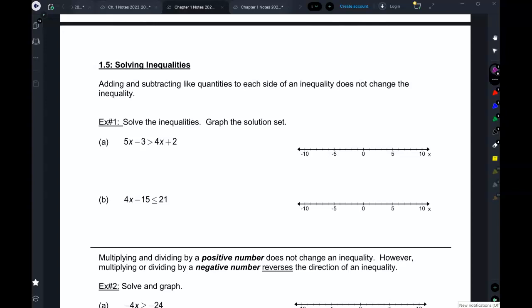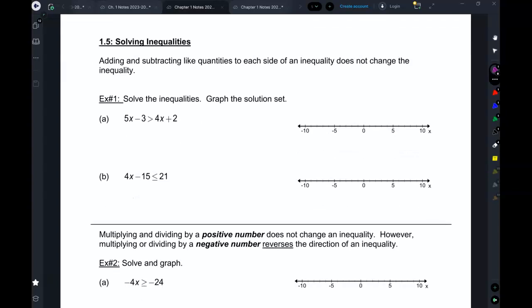Okay. And you have seen inequalities, back in your Algebra 1 days, right? When we are solving inequalities, we basically treat the inequality symbol like it was an equation, okay? So let's go ahead and solve this first one.